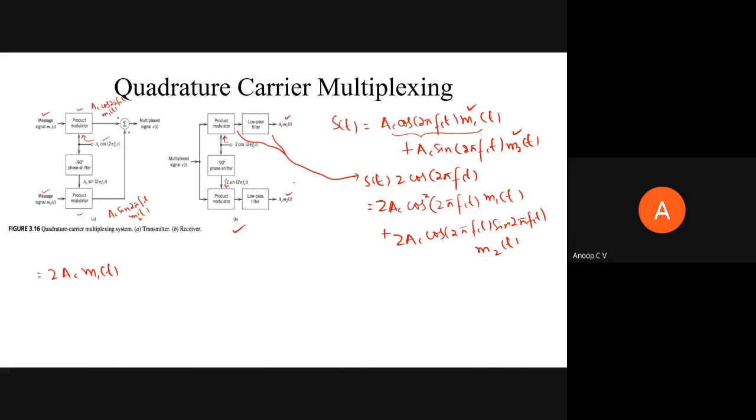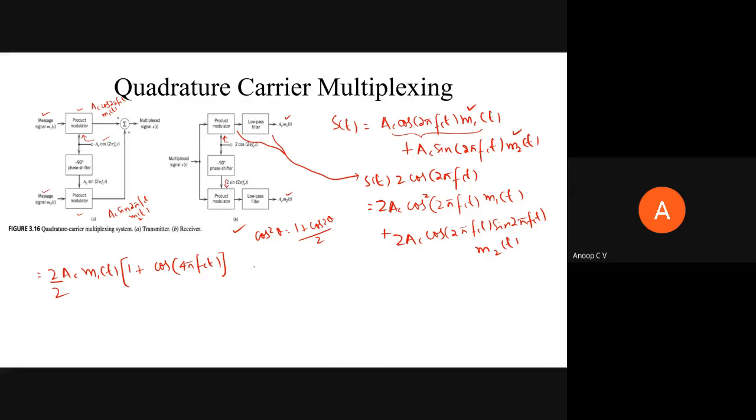What is cos square theta? It is 1 plus... is it correct what I have written? Please do correct me if I am wrong. Someone? Correct, right? So I can write it here. 1 plus cos 4 pi fct divided by 2. So that divided by 2 I am writing here.